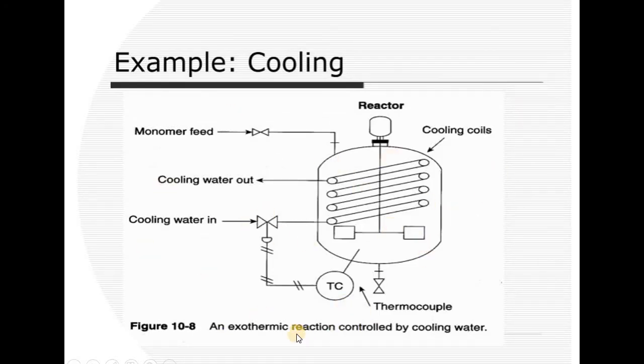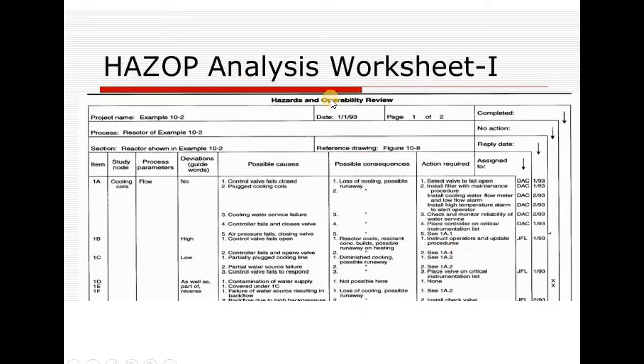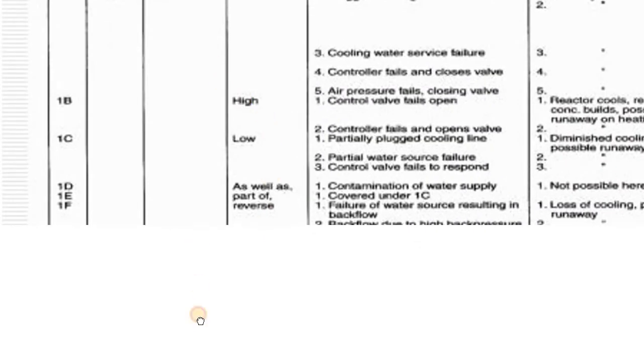This is an example that we have taken before. For example, we have an exothermic reaction of monomers in to produce a polymer. And what do I have? I have cooling water in, cooling down the system, because it's an exothermic reaction. I have a temperature controller here to make sure that if the temperature goes very high, I open the valve to have more water entering to cool the system. So that is my example here. I will also have a hazard analysis study, a little different from what I have shown just now, but it still gives you an idea of what you are trying to achieve here.